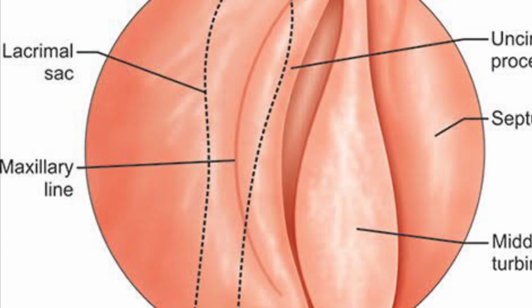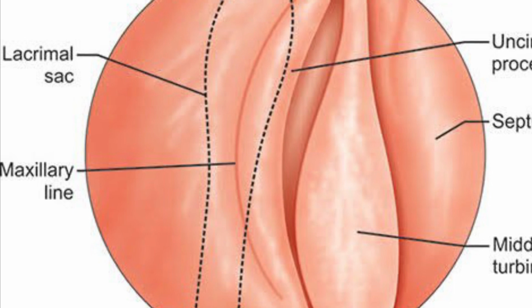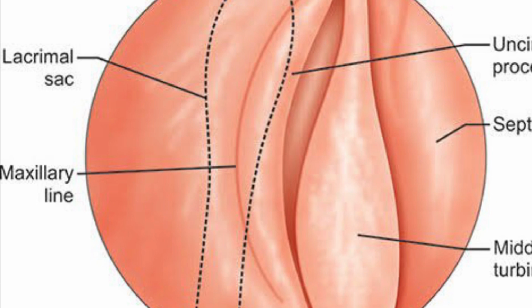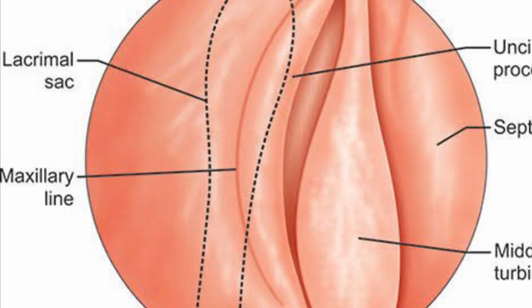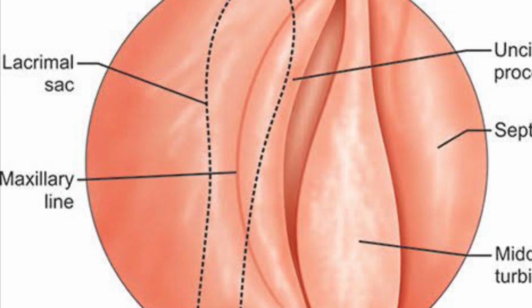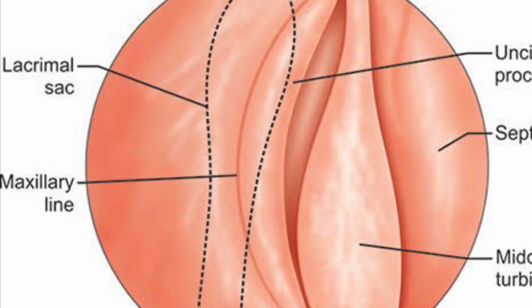The maxillary line is a curvilinear eminence along the lateral nasal wall that runs from the anterior attachment of the middle turbinate, you can say from the axilla, to the root of the inferior turbinate. This line bisects the lacrimal sac as it corresponds externally to the lacrimomaxillary suture.